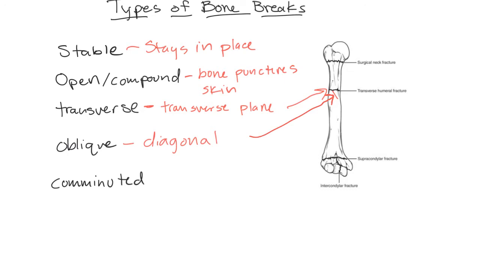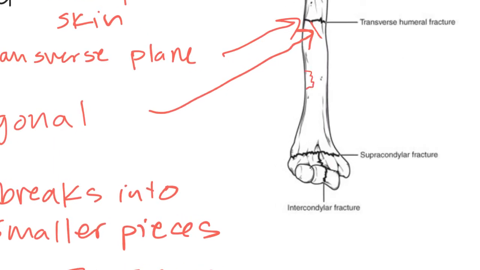In a comminuted fracture, it breaks into a bunch of small pieces. Three or more. So let's say you had a break here, a break there, and another little break there. So basically the bone shattered into multiple pieces.